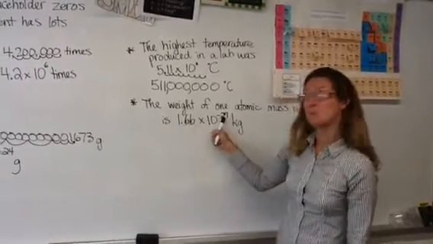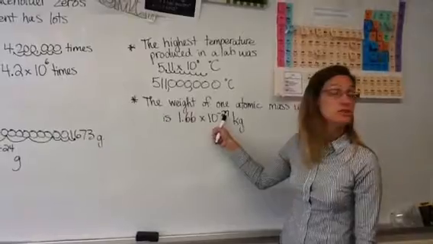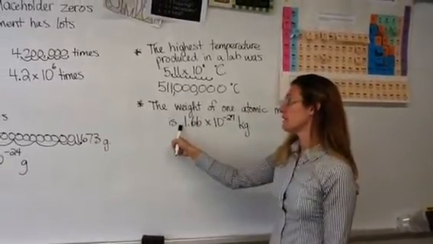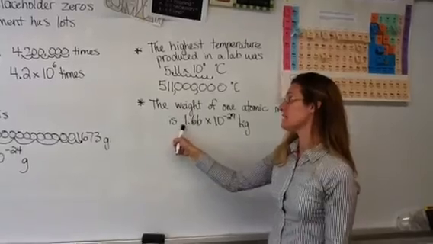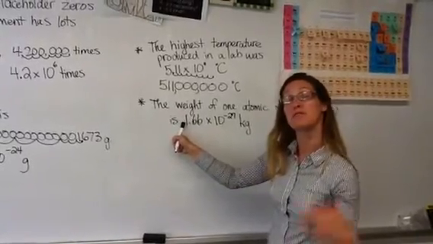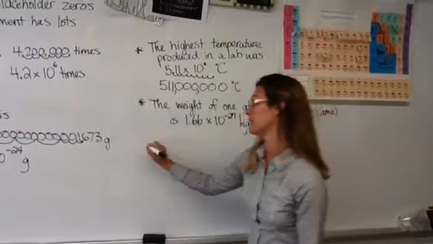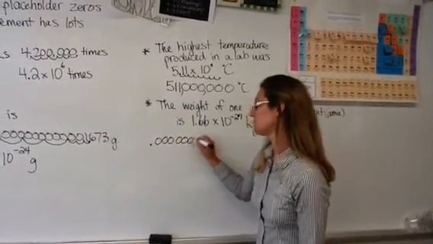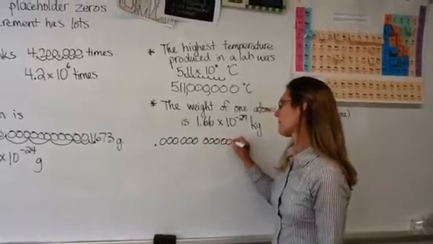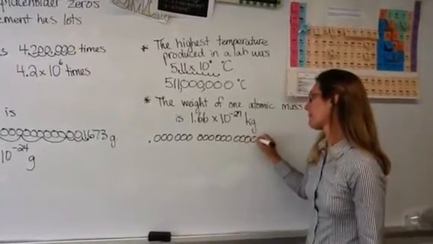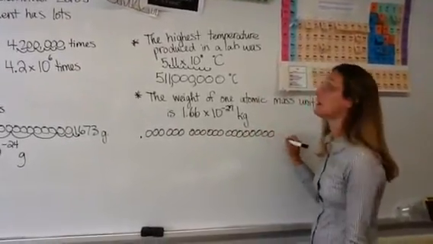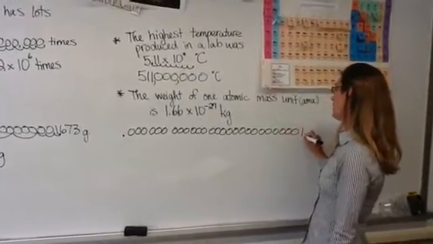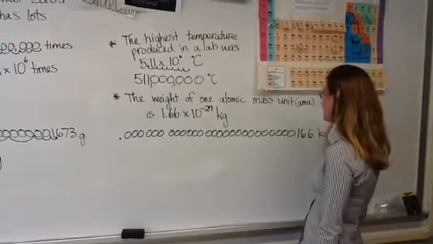Now this is really easy when you have a negative exponent. All you have to do is look at this negative 27, and you're going to move it back 27 times, so that means if I move it back 1 time, I'm going to have 26 more zeros in front. So you put your decimal point and then 26 zeros. 20, 21, 22, 23, 24, 25, 26, 166 kilograms.